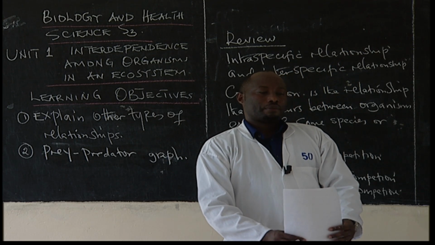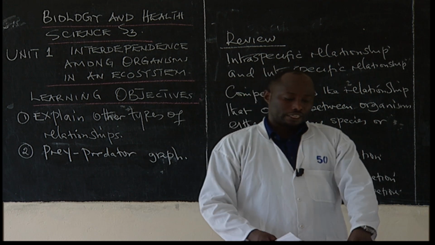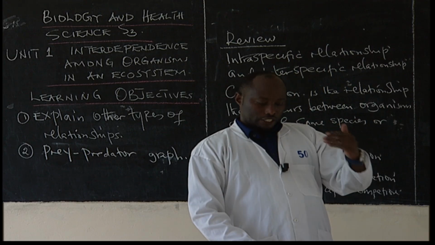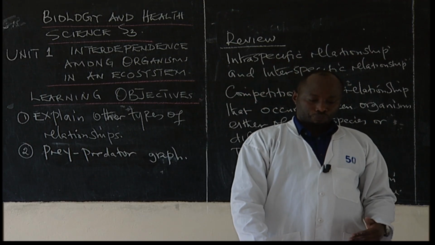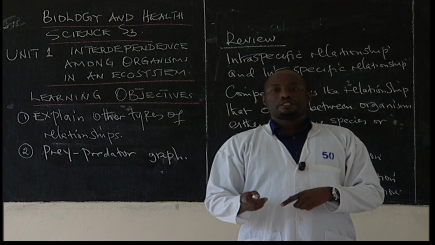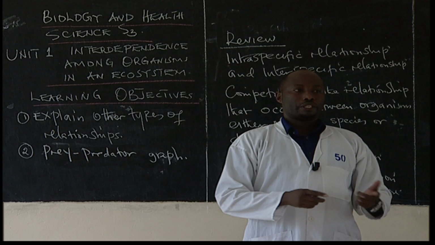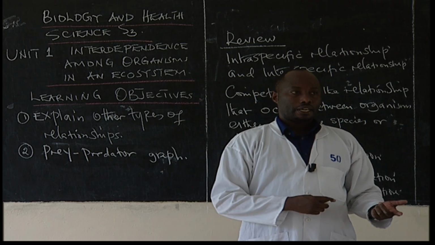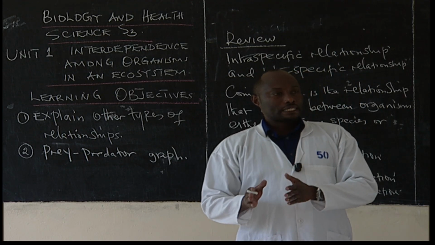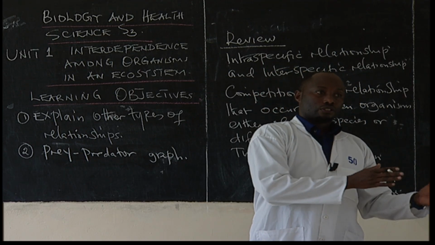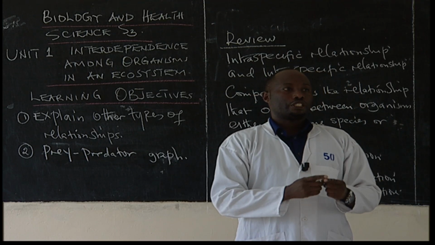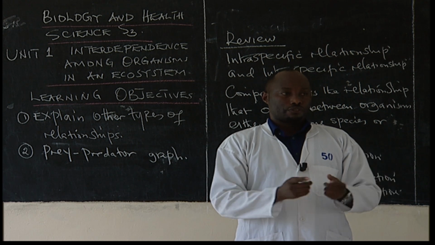In simple terms, let's conclude: if it happens between organisms of different species, that is interspecific competition. The examples I gave you were wildebeests, zebras and buffaloes competing for grasses in the savanna areas. That is interspecific competition. We can have leopards and lions competing for food in the same ecological niche. That also brings what we call interspecific competition.